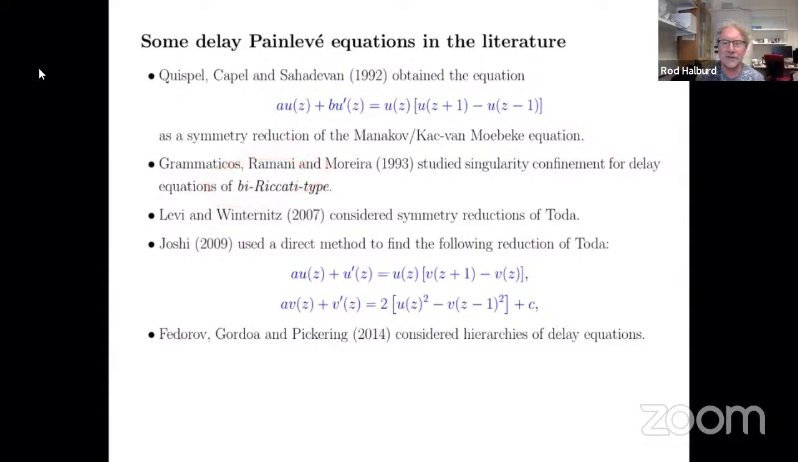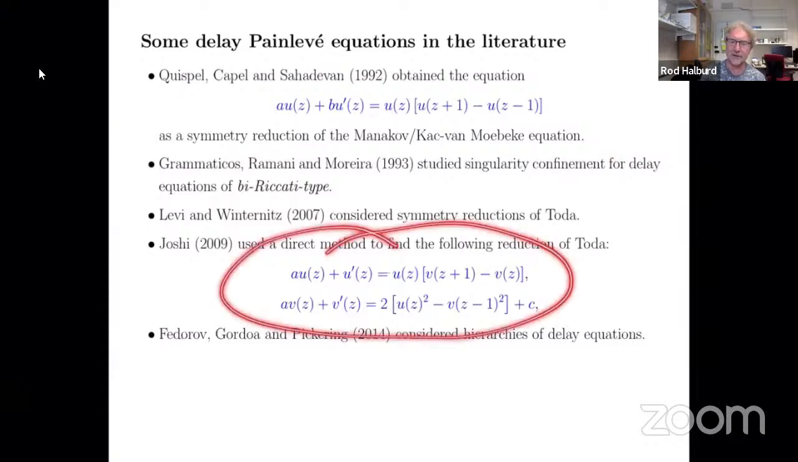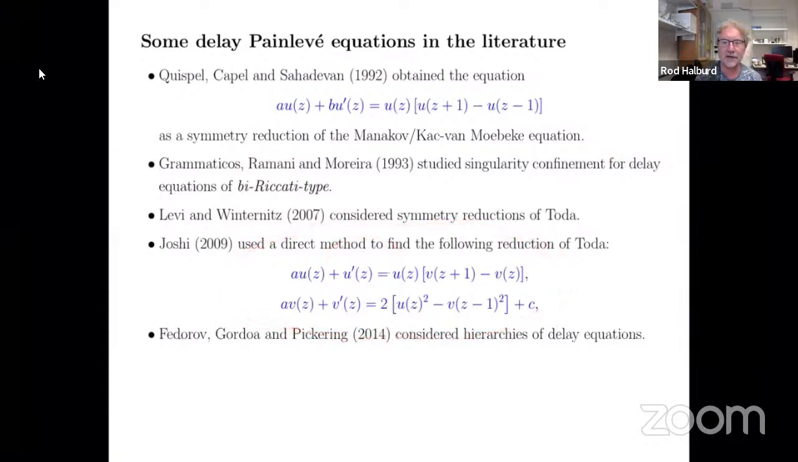Levi and Winternitz looked at some symmetry reductions of Toda and obtained such equations, and Joshi also looked at reductions of Toda, with a slightly more general ansatz. And Fedorov, Godoy, and Pickering have considered hierarchies of delay equations.